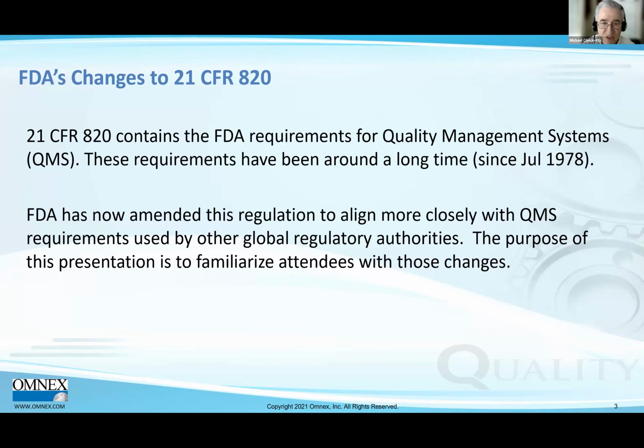Welcome to this presentation on FDA's changes to 21 CFR. As many of you may know, 21 CFR 820 contains the FDA's requirements for quality management systems. These requirements have been around since the implementation of these laws back in 1978, presented initially in '76. They took effect lawfully in '78.